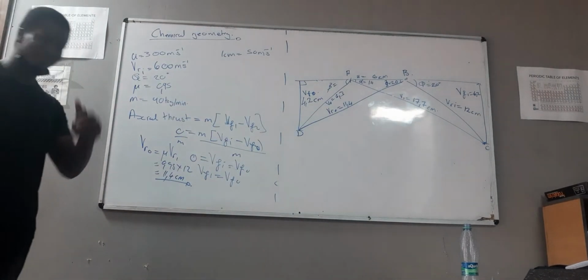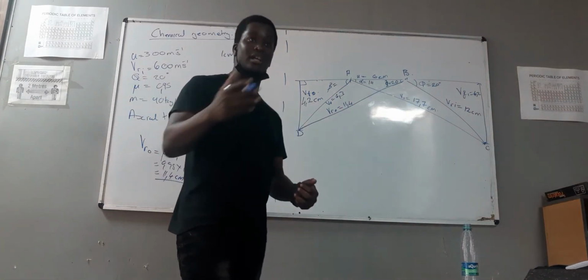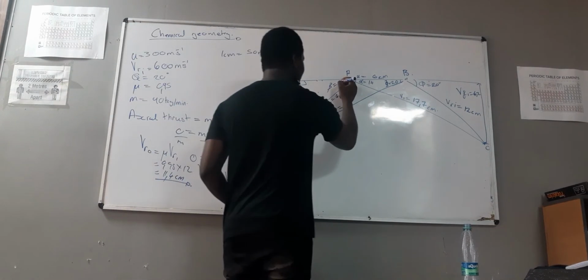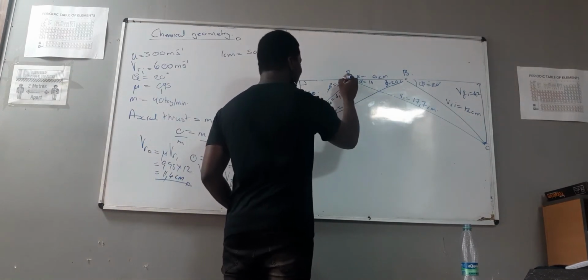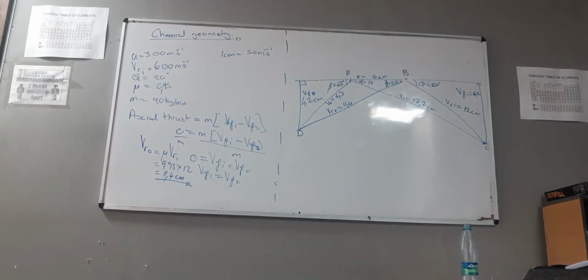Beta. What did you guys get? If your angles are different, then both of you got the wrong answers. 43 degrees. We're done with the diagram. Now let's answer the questions.